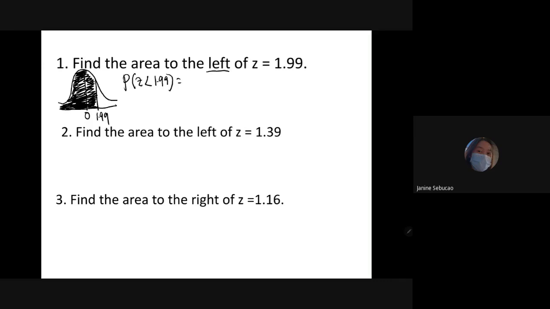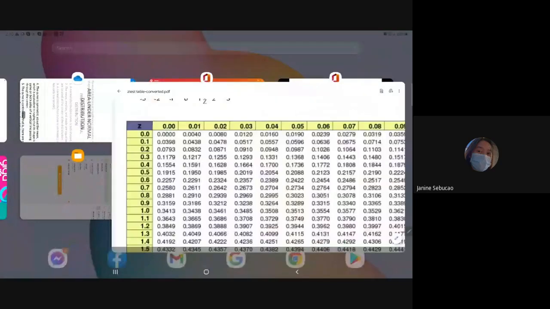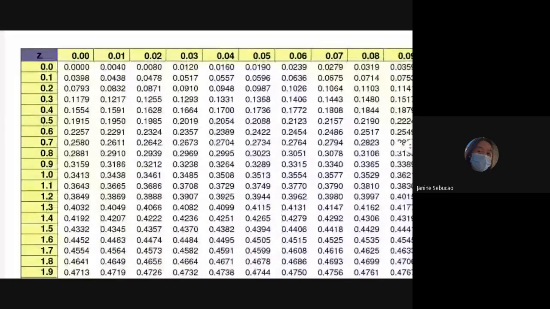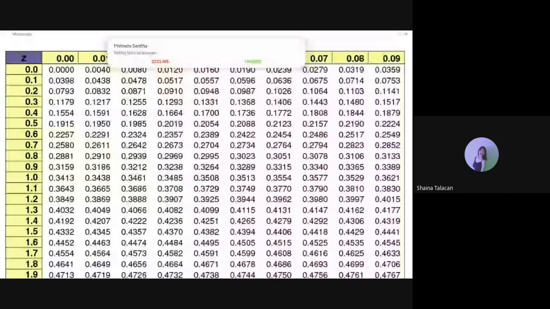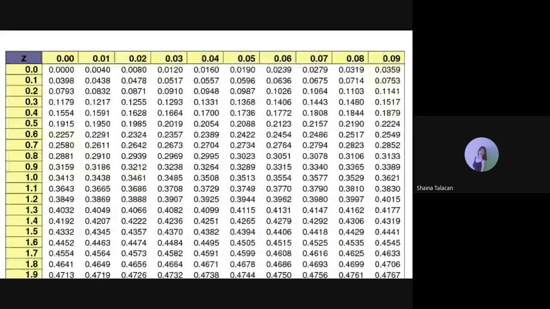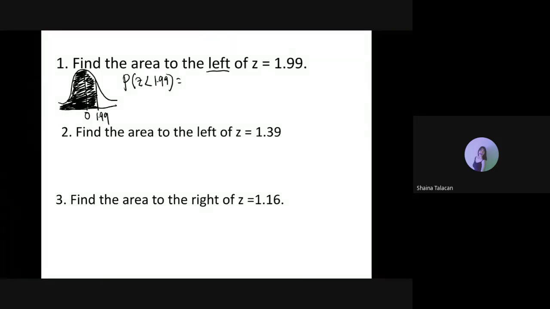So the probability that the Z value is less than 1.99. Okay, now let's take a look at the Z table. You locate 1.99. The area for 1.99 there is 0.4767. Am I correct? Yes. Okay. Just type in the chat box if you don't know why it's 0.4767. At the side, you look for 1.9, and then you locate 0.09. Okay, so that's 0.4767. So going back to our graph earlier, that will be here.